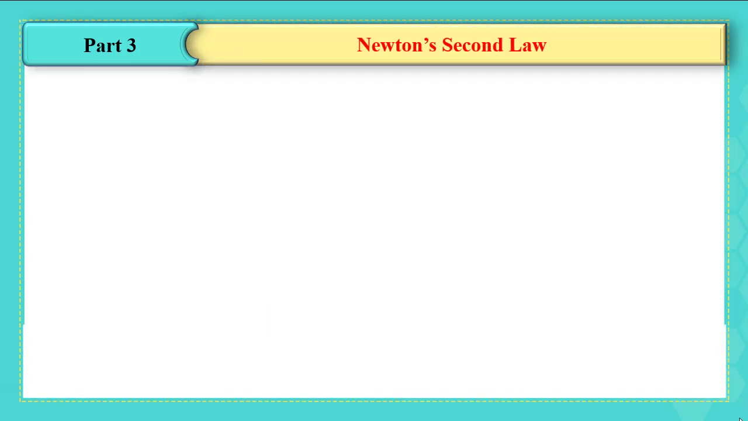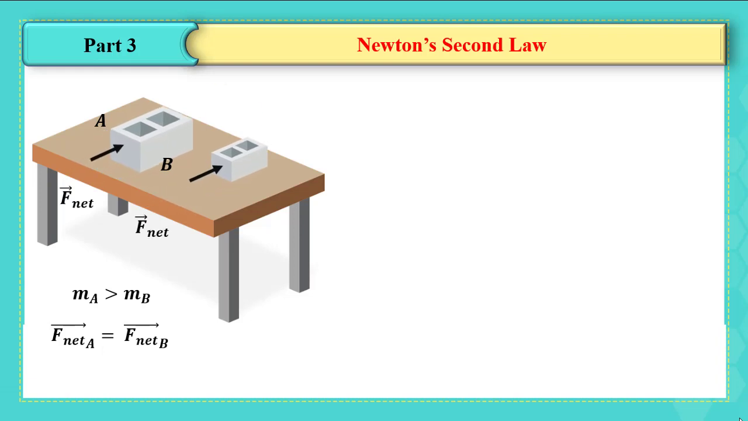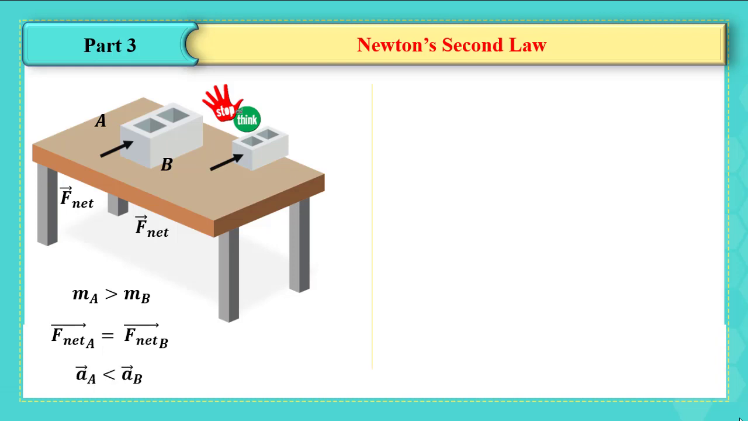Here comes the interesting part. Let's remember the two blocks we have talked about in the last video. We applied equal forces to both of them. Do you remember which one was faster to move? You are following up with the lesson in a distinctive way. First, we have that the mass of A is greater than the mass of B, and we applied equal forces. Then the tiny block will have more acceleration.